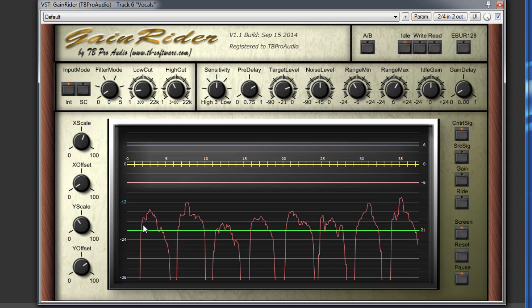The red curve shows the loudness of our input signal. As you can hear and also see, the phrases have different loudness levels. And this is what we want to even out with GainRider. To achieve this, we need to set the right target level. In our case, we could start with -18 dB.